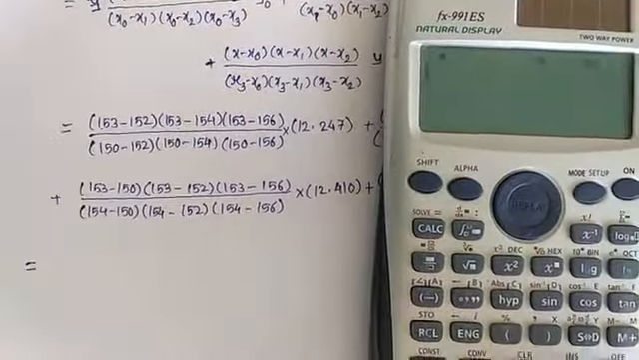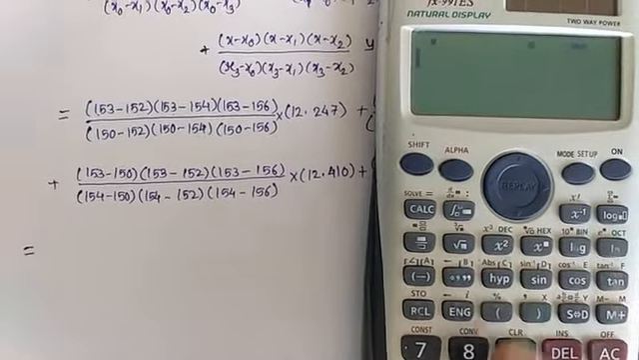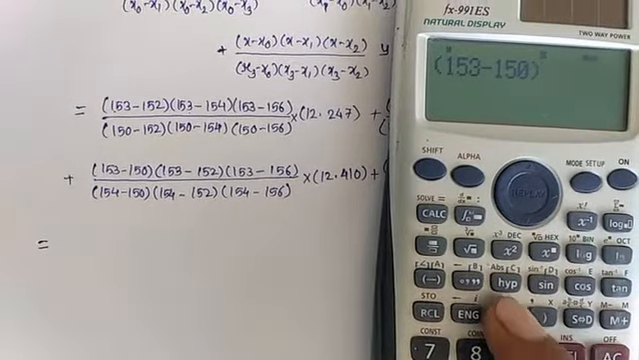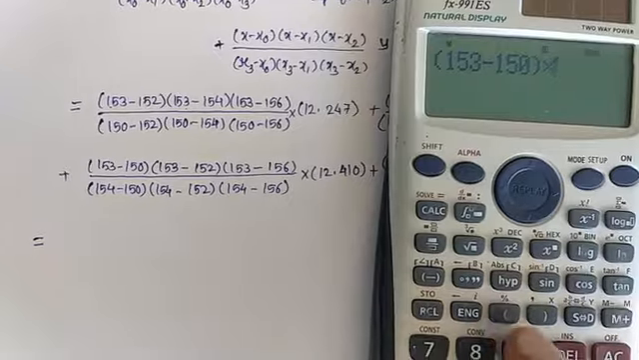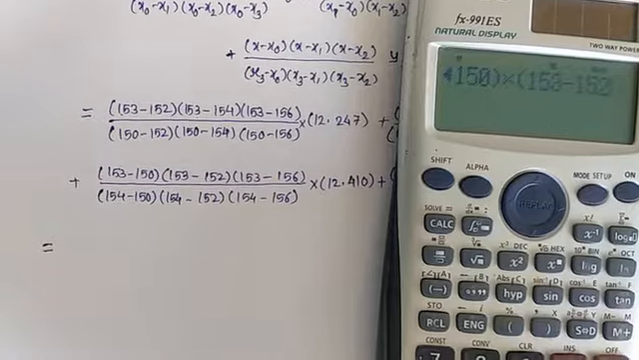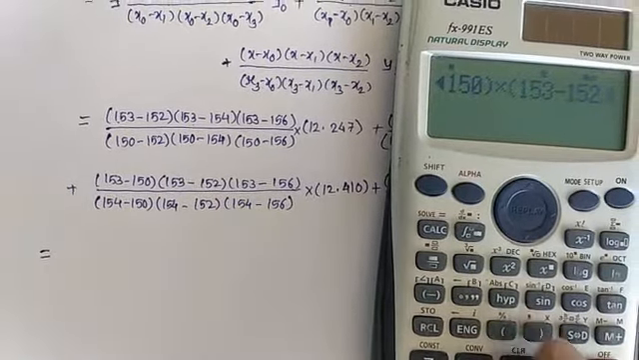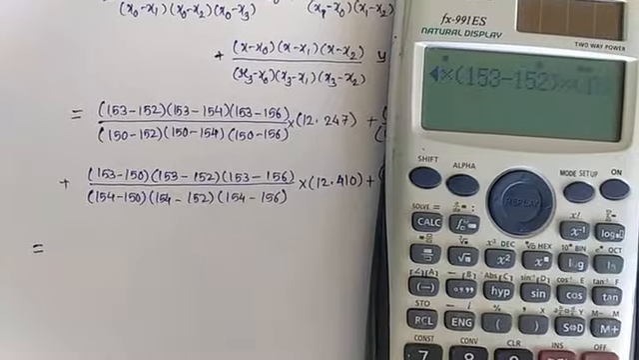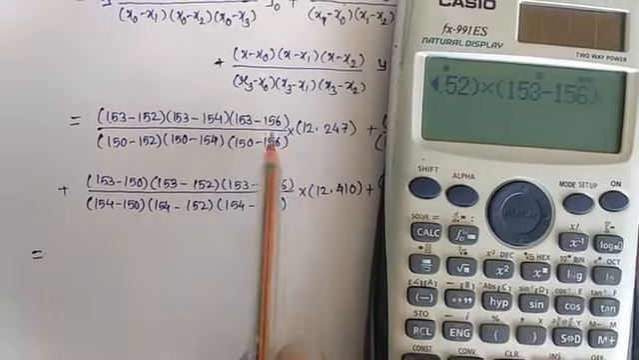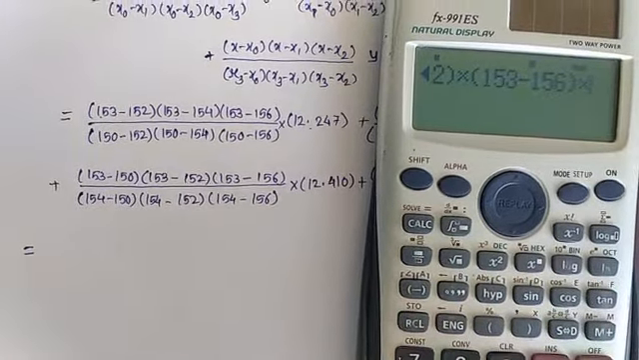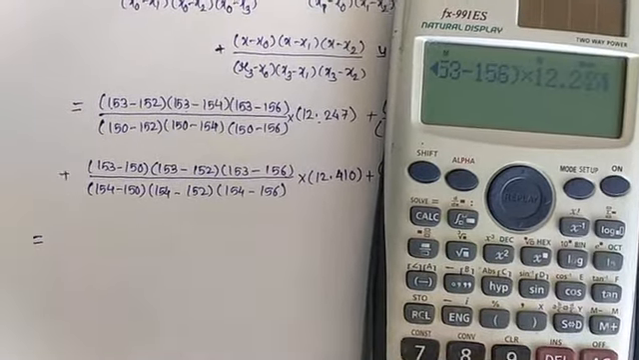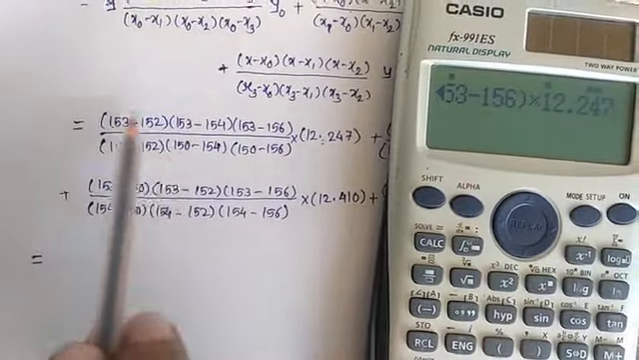We will first find the numerator. It will be 153 minus 150, multiplied by, or you may write here the multiplication notation, 153 minus 152, multiplied by 153 minus 156, and it is here multiplied by 12.247. Okay, this multiplication we have done.